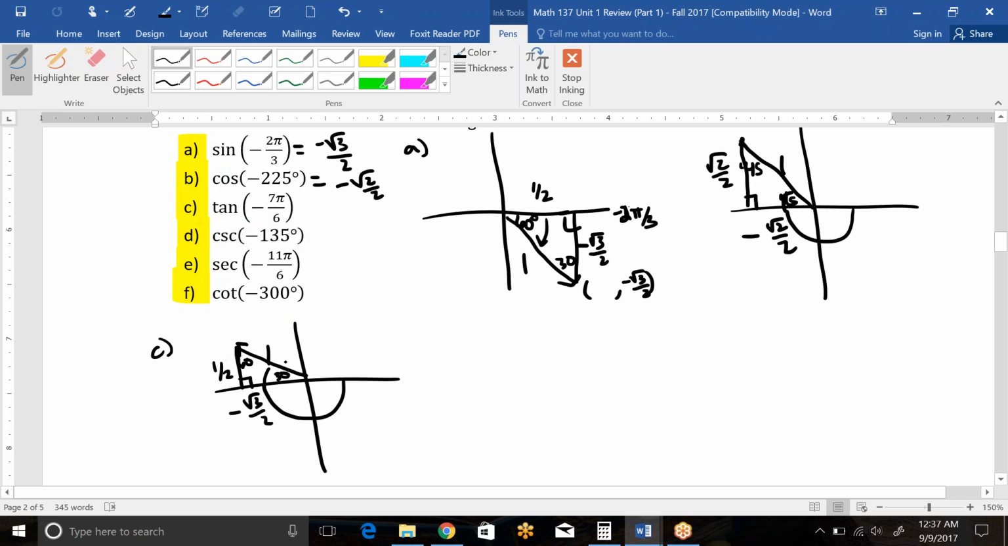So we're looking for tangent here, so that's going to be opposite. Remember, 30 is our reference angle, so opposite over adjacent. So that is 1/2 over negative square root of 3 over 2, times the reciprocal. We get -1 over square root of 3. And if we rationalize that, that would be negative square root of 3 over 3.